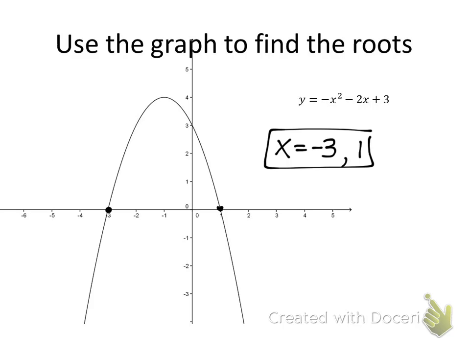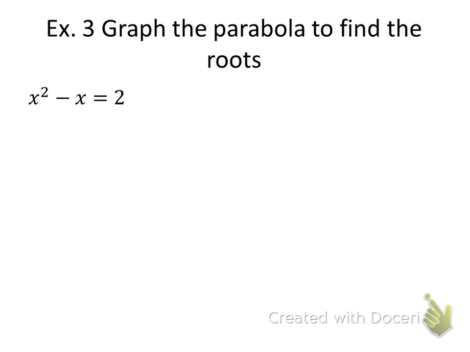Okay? Wait, what do you mean sometimes they'll be both negative? So like if your graph were to look like this. Oh, okay. So you could have both of your answers as a negative. Okay? So let's go on to the next one.